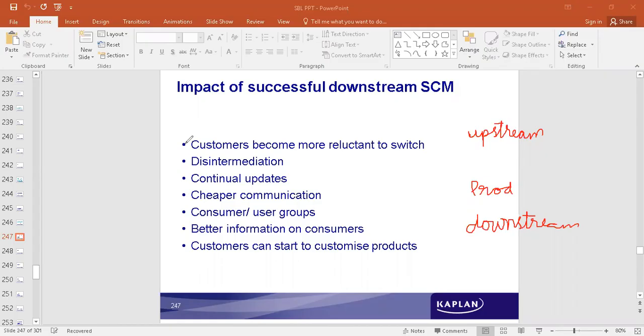Then consumer user groups can be formed, who will be communicated with or provided details about the products and services. Consumer user groups can be formed on the web. Better information on consumers. Customers can start to customize products, so they can also place a customized request with the seller. Many e-commerce apps of late do entertain that, do take up customized orders. According to whatever the requirements are, that is possible when technology is used in downstream supply chain management. How it can have an impact on the business is about the impact of successful downstream supply chain management.